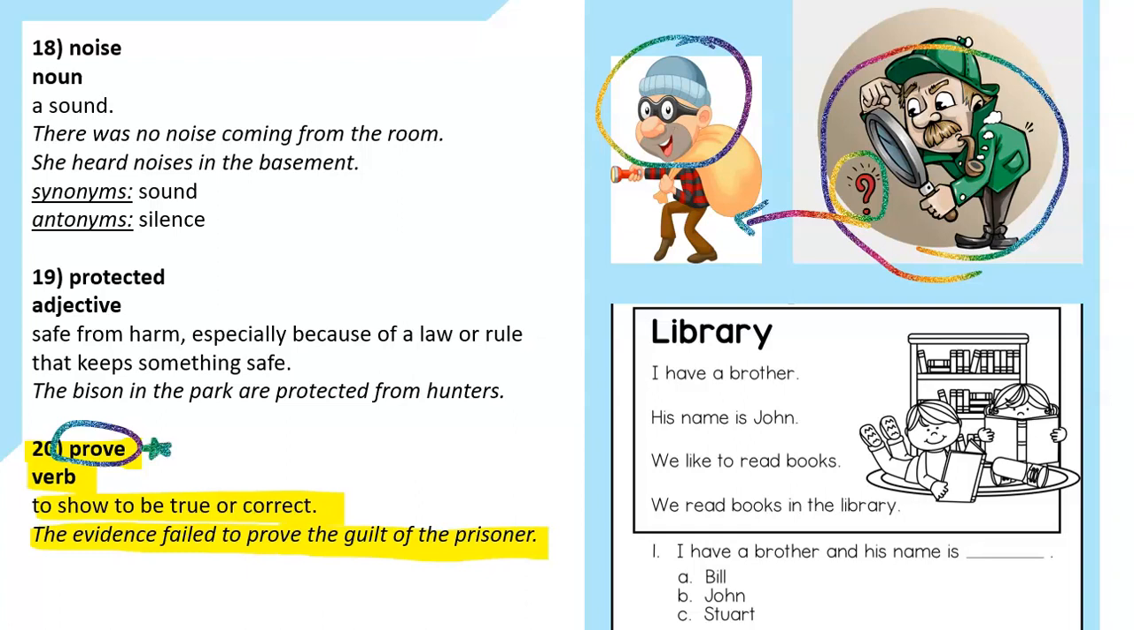You have to prove that something is true. Sometimes when you are reading a story, you can prove that your answer is correct by checking the story one more time.